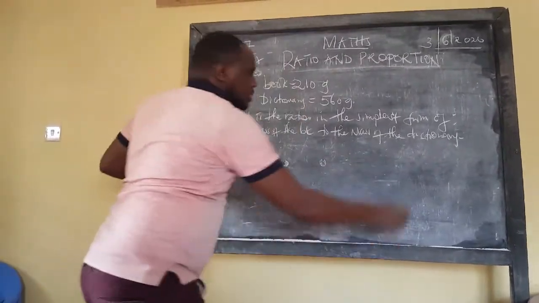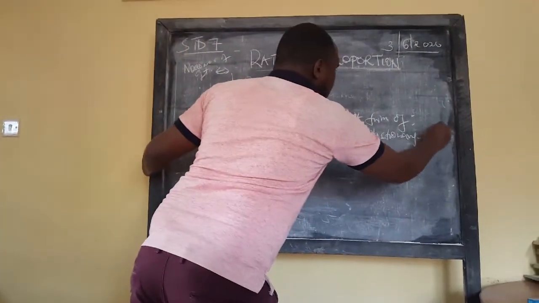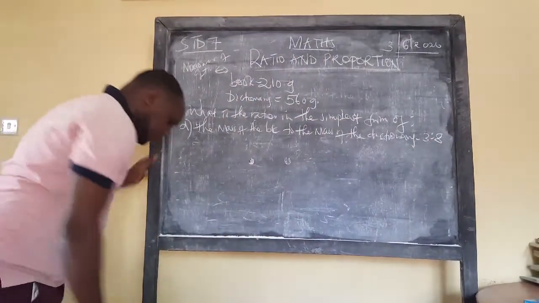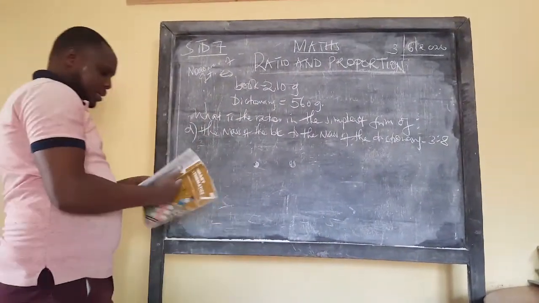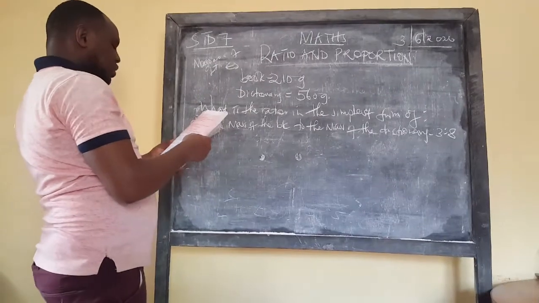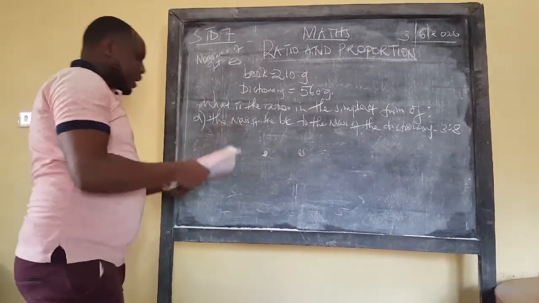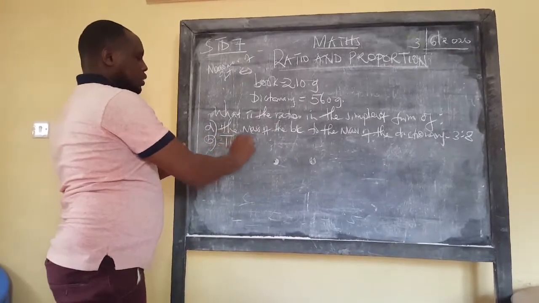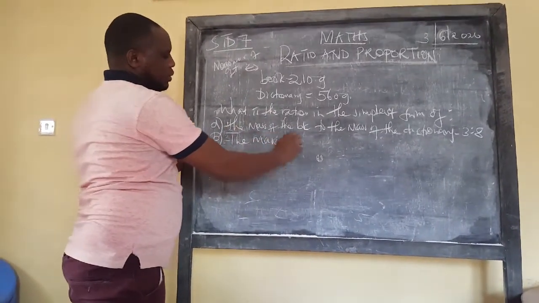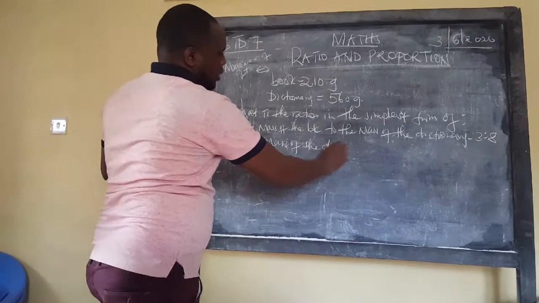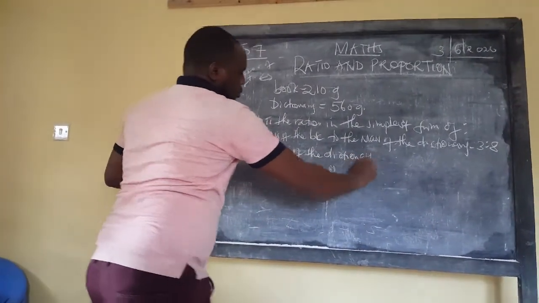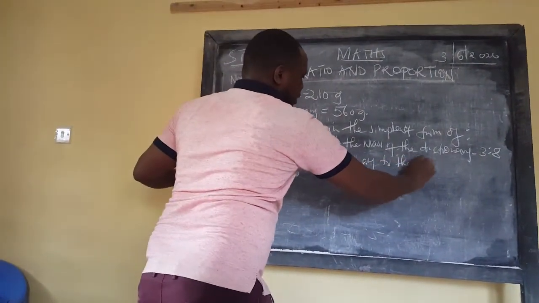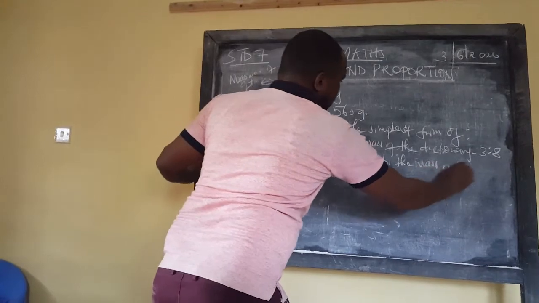So this I found is 3 is to 8. The next question, in that particular question, the mass of the dictionary to the mass of the book.